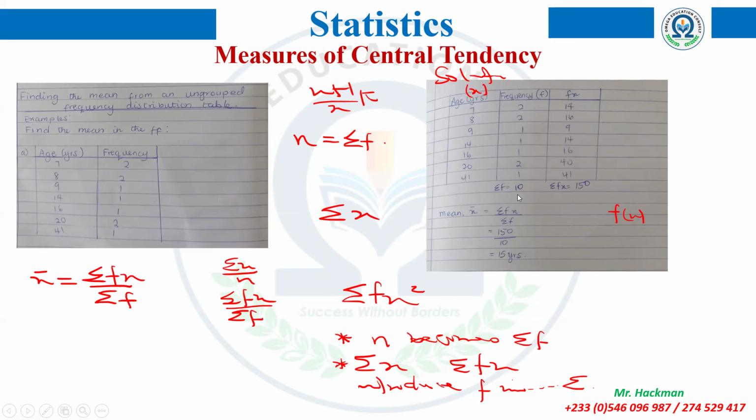By then, we had done the sum, because we could easily do that. Now you come and get the sum here, which will give us 150. So the mean will be equal to 150 over 10, which will give us 15. And here it came with units, so you don't forget to attach your units.